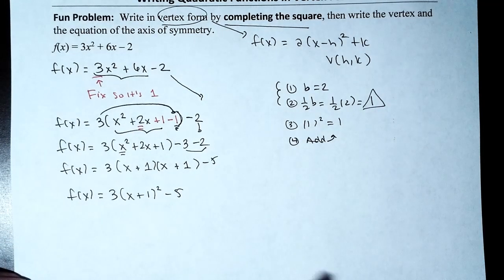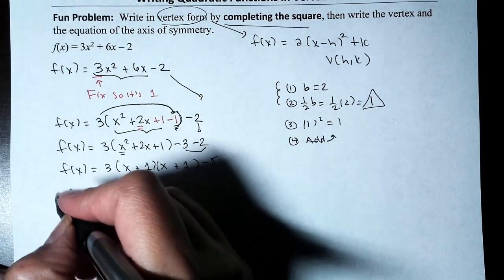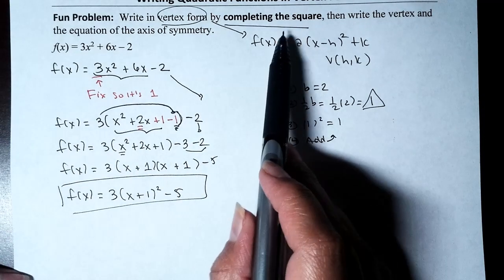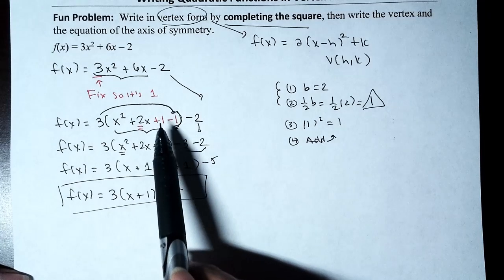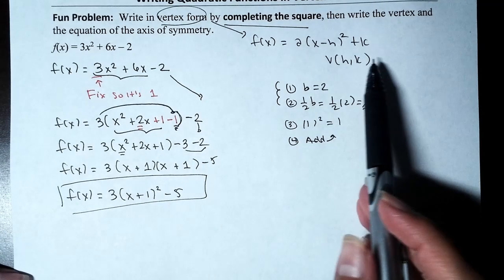So after all that math, I forget what the objective was. So it says write in vertex form. Nailed it. How did we do it? We did it by completing the square. You know, we added something so we can have a perfect square. And then we're asked to write the vertex.